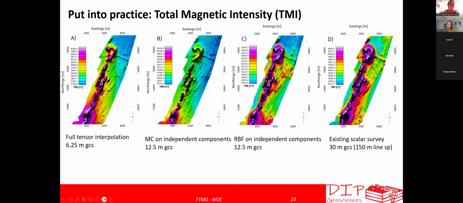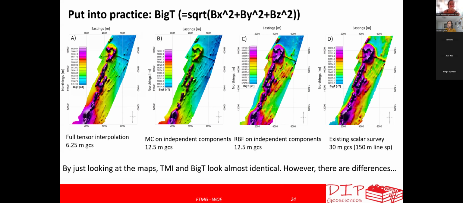The main difference is that the cell size is going to be constrained to 1/4 to 1/5 of the line spacing, 12.5, instead of going all the way to 6.25. But I can get away with it, and I can get a decent result. So this is total magnetic intensity. And then if I use the other equation, equation 5, this is what I'm calling big T.